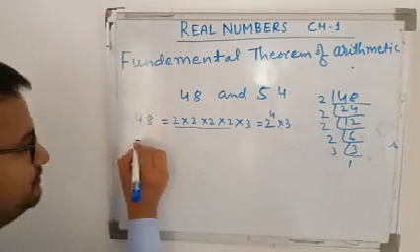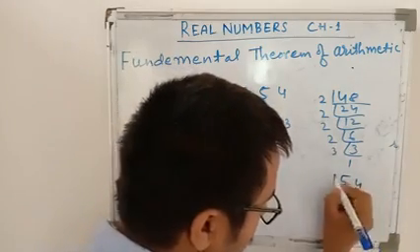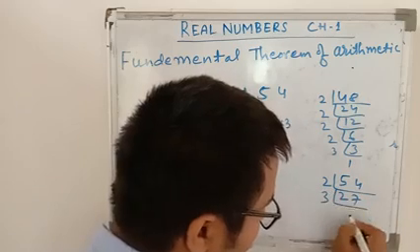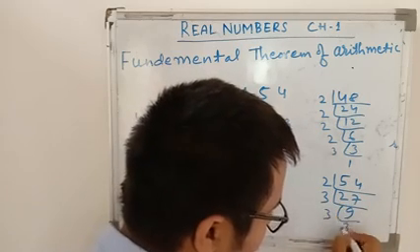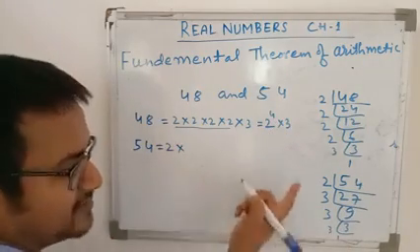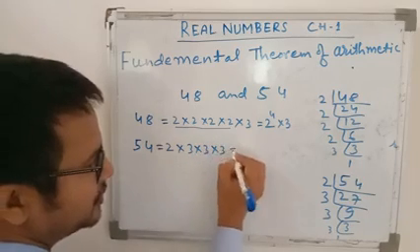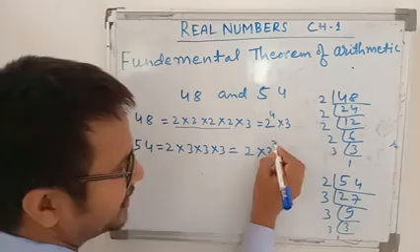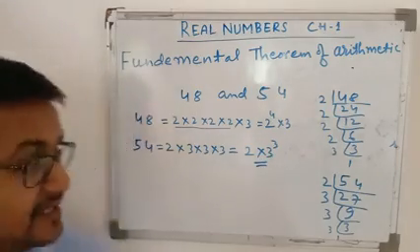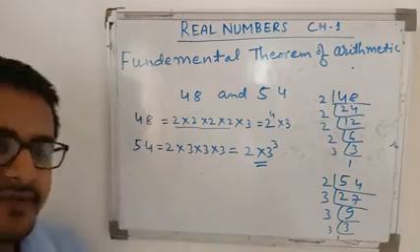Same way 54. Take the prime factors of 54: 2 twos are 54, 3 nines are 27, 3 threes are 9, 3 threes are 3, 3 ones. So this is 2 into 3 into 3 into 3, that is 2 into 3 cube. This is the prime factorization of 54. It means we can convert a composite number into a product of its primes.